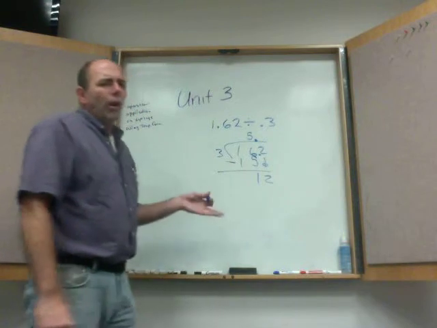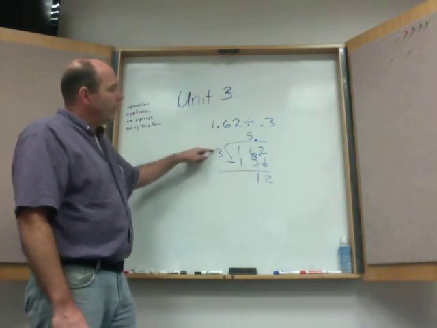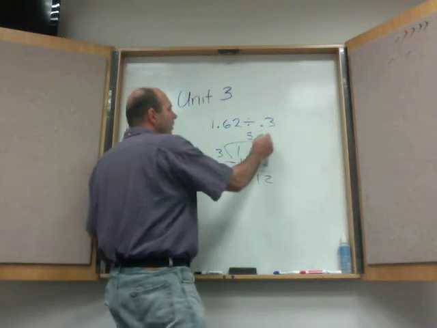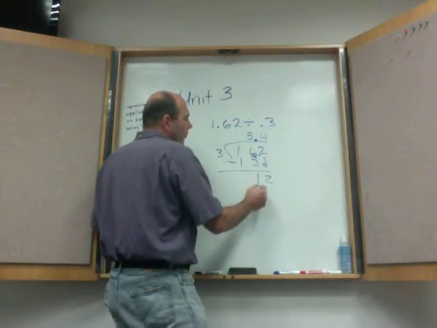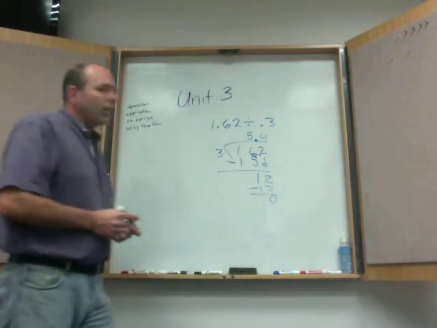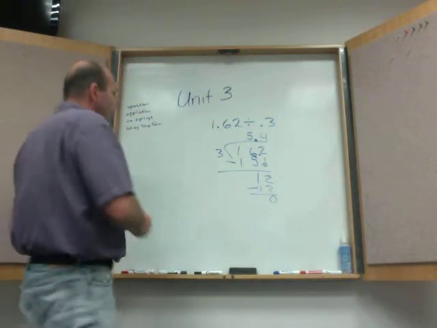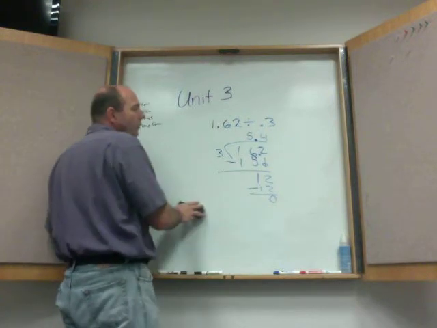If you really, really want to, you can bring down your decimal, but you don't need to. It's already there in your answer. So 3 goes into 12 4 times. 3 times 4 is 12. There's no remainder. I am done. And that is how you would do that, how you divide with decimals.